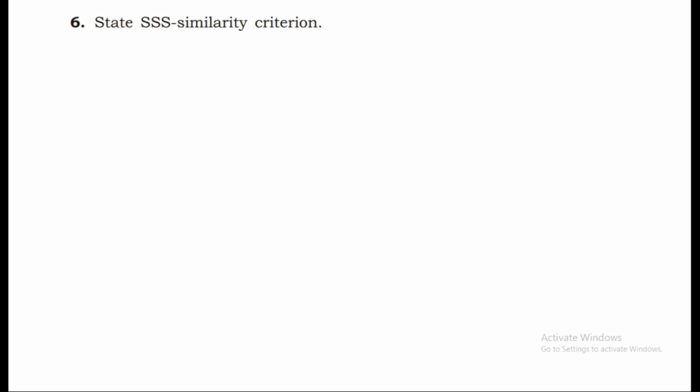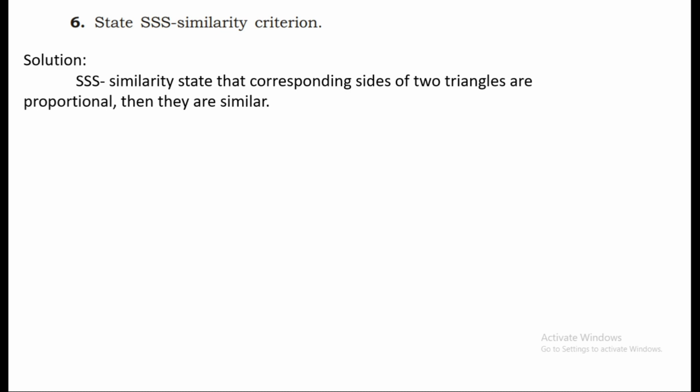Next question, and this is very easy. You have to state the SSS similarity criteria. You can write any of the definitions. This definition I have taken from your book, but you can take it from any other source. The SSS similarity criterion states that if the corresponding sides of two triangles are proportional, then they are similar.